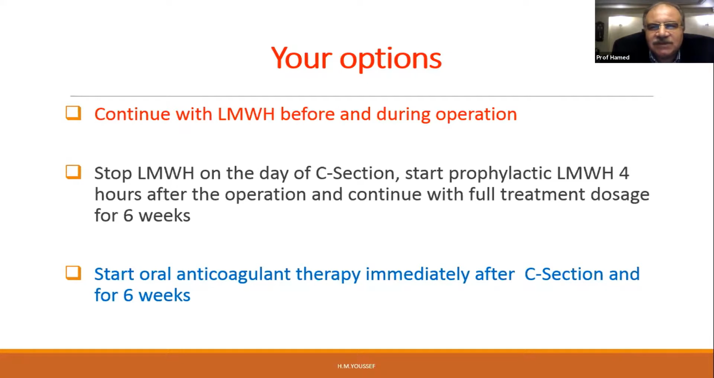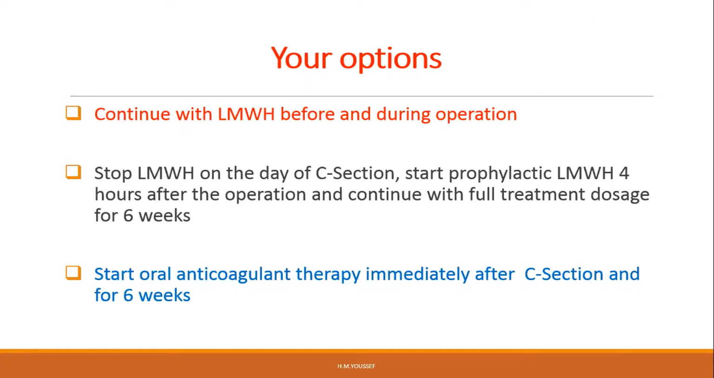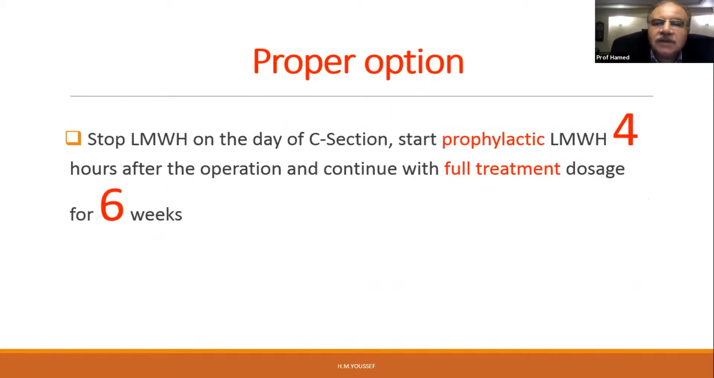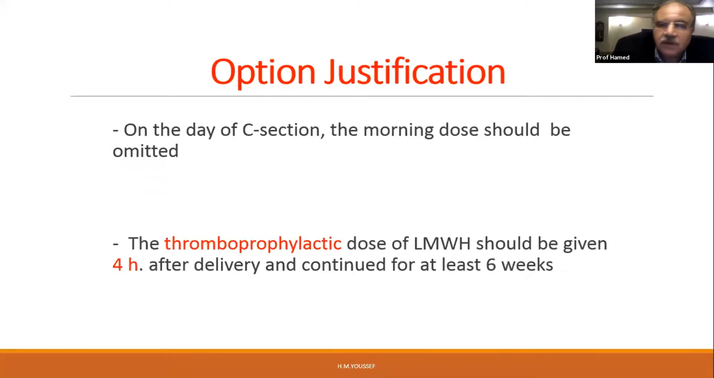Start oral anticoagulant therapy immediately after cesarean for 6 weeks. It's a very simple question. What's your answer? B. Yes. Stop low molecular heparin on the day of CS and start prophylactic low molecular heparin after the operation and continue the full treatment dose for 6 weeks.